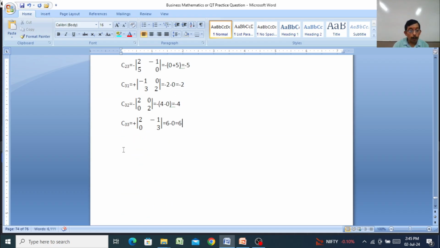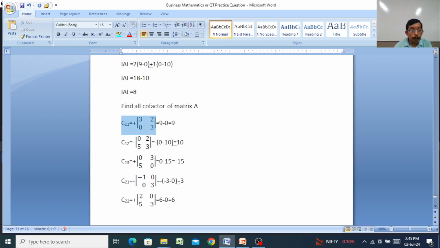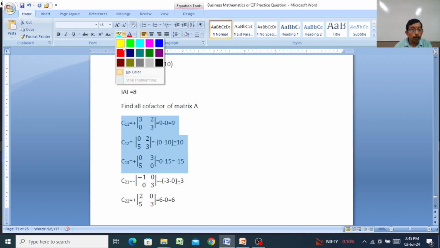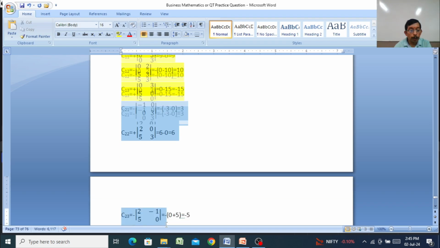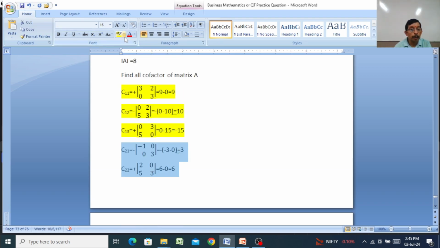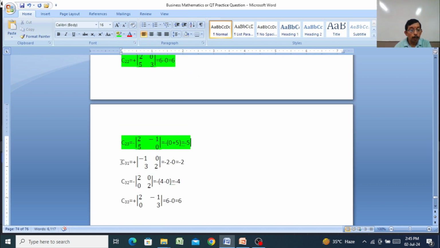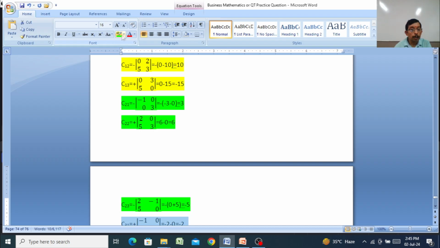Now we find the cofactor matrix C. C is equal to the cofactor matrix of A. This is C11, this is the first row cofactor, marked by the yellow sign, and this is the second row cofactor, marked by a different color, green, and the third row cofactor, marked by another color.